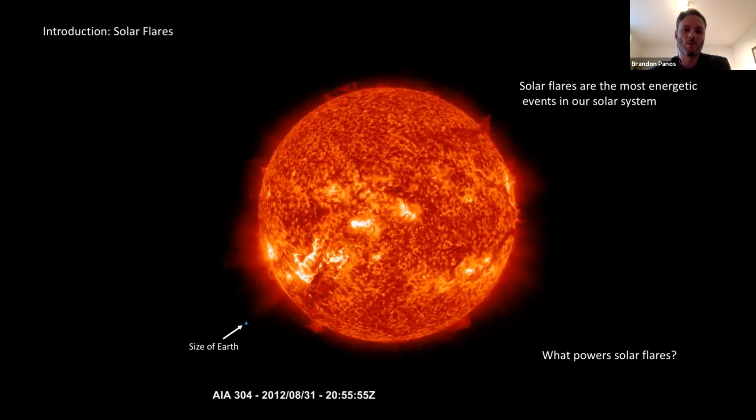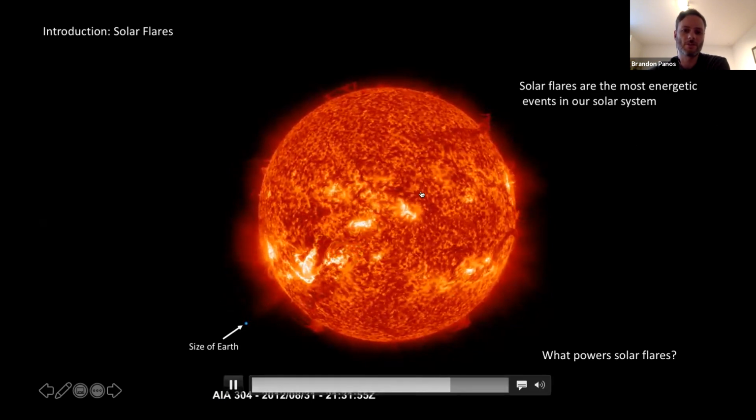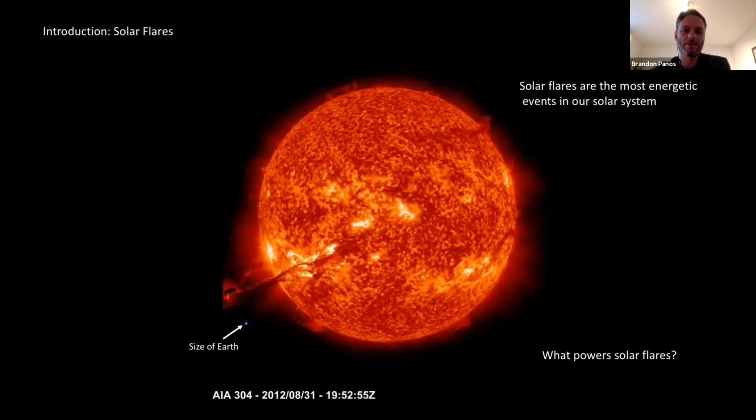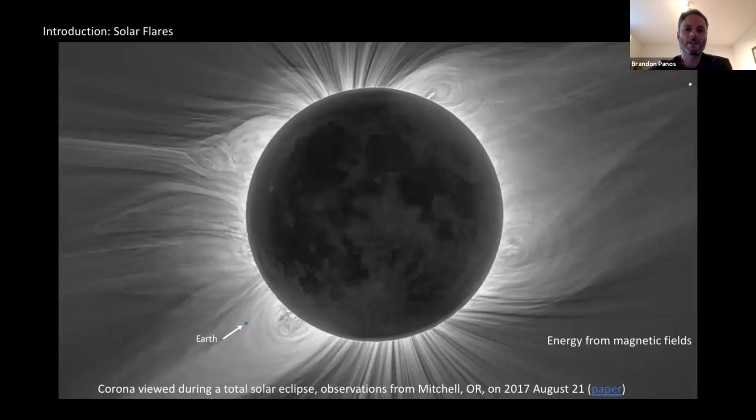Ordinarily, the solar disk is so bright that you can't see the outer atmosphere where the action is happening. But when there's an eclipse, it offers a great opportunity to take a look at what's happening in the atmosphere. And we see that the sun's atmosphere is riddled with magnetic fields. And this is what provides the energy for solar flares.